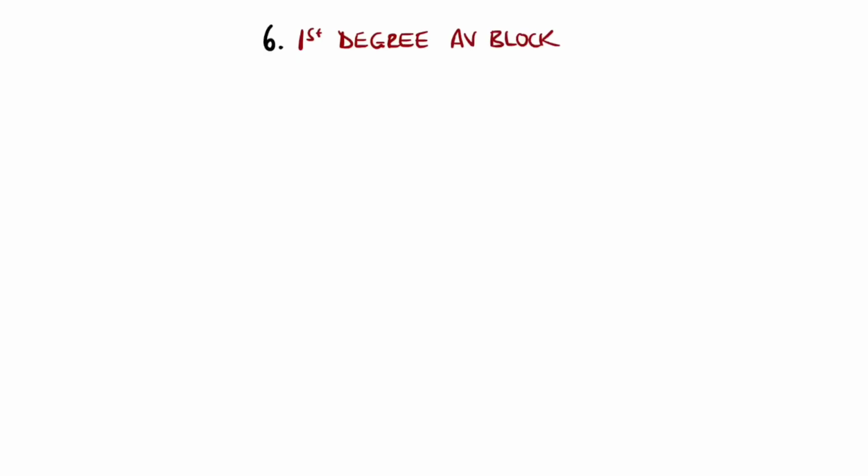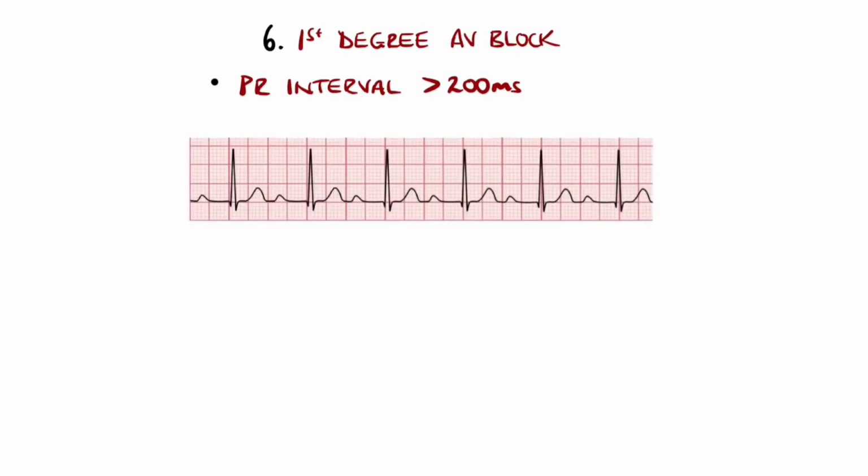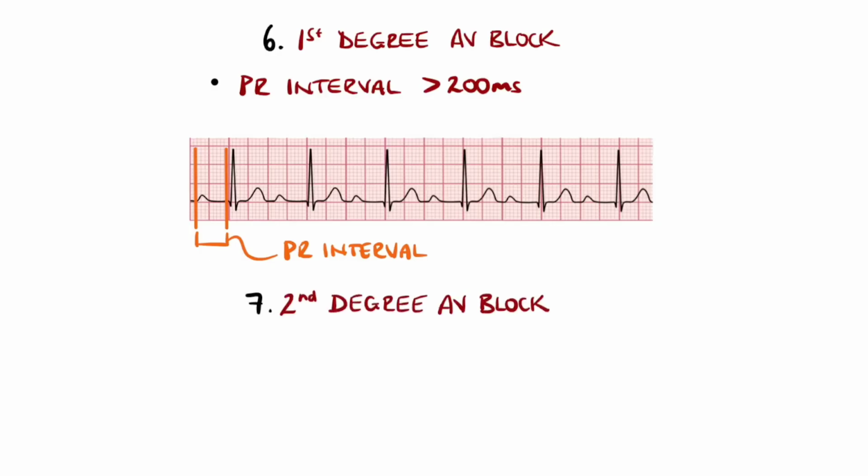First degree AV block is due to slowed conduction through the AV node, shown by a prolongation of the PR interval beyond 200 milliseconds. In general, this is a fairly benign finding, but can in some instances progress to higher degree blocks. Second degree AV block has two main types, called Mobitz 1 or Wenckebach, and Mobitz 2 or Hay.